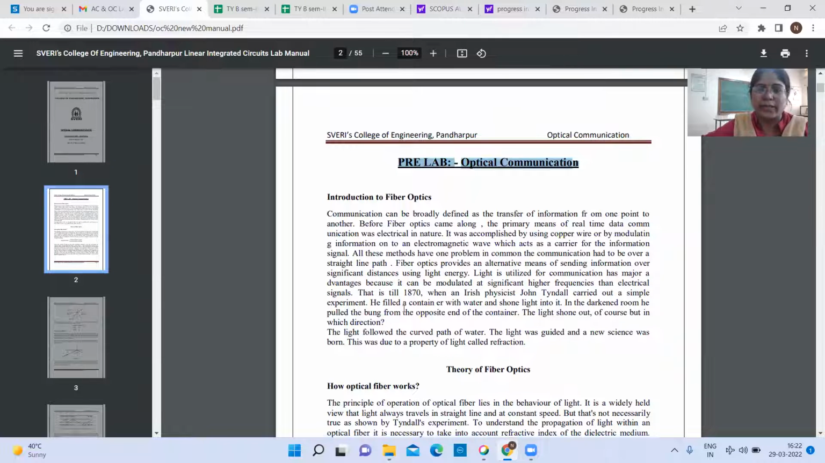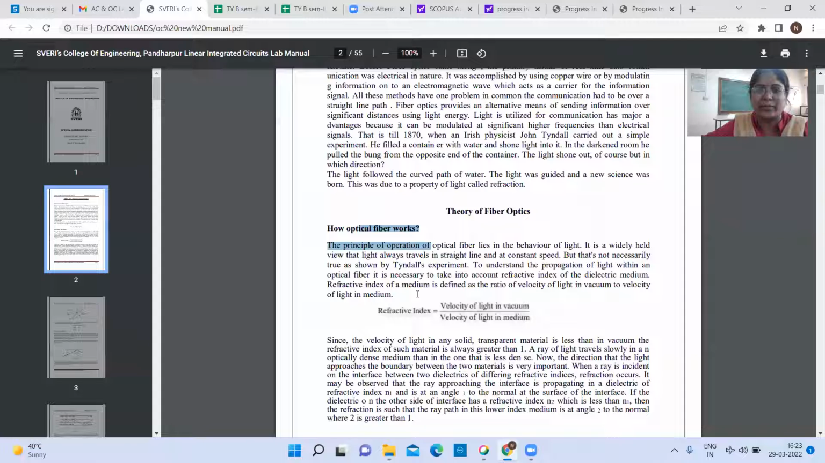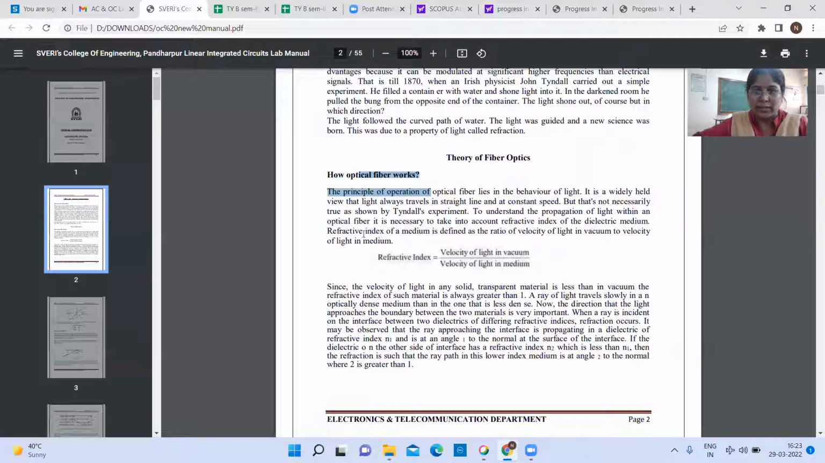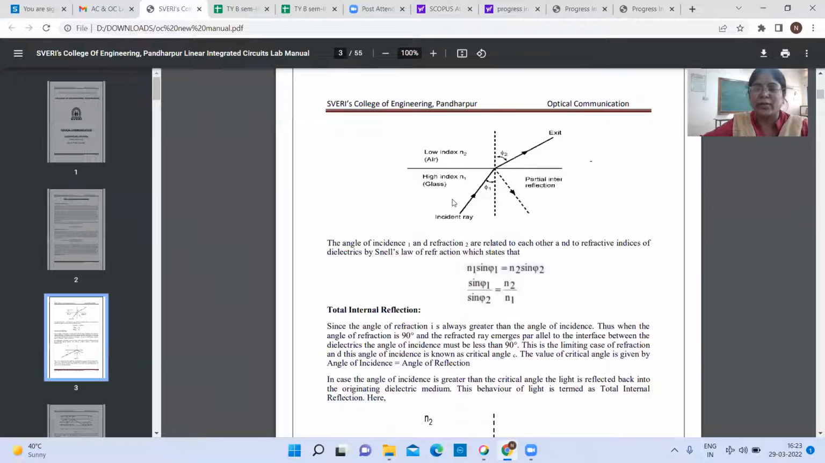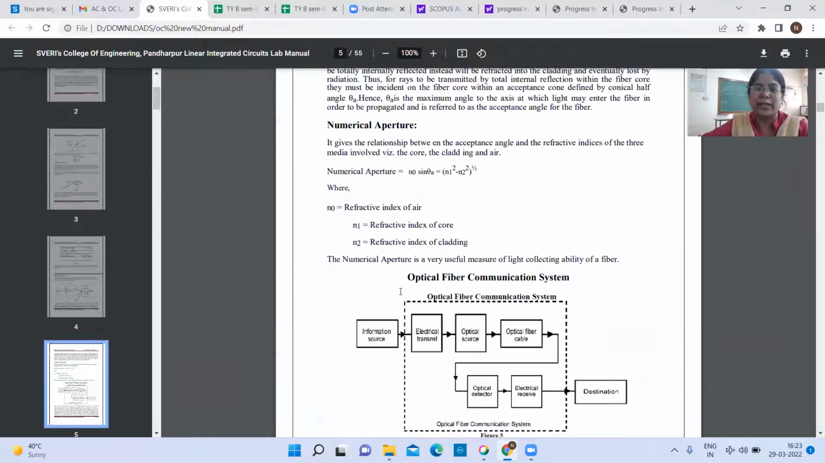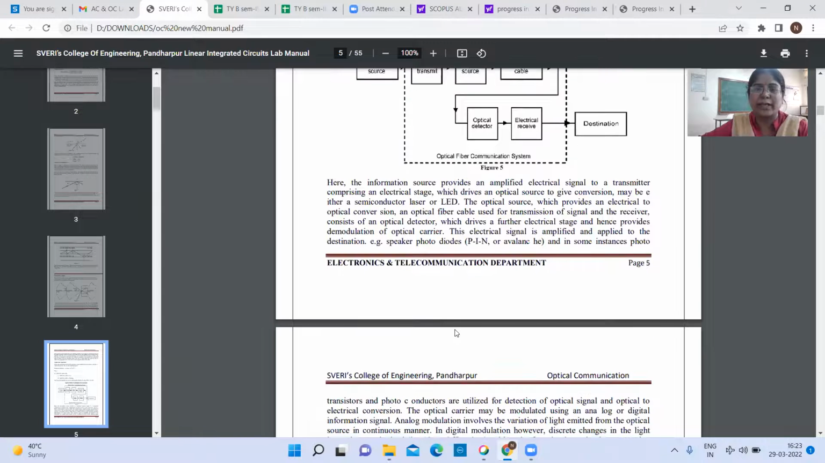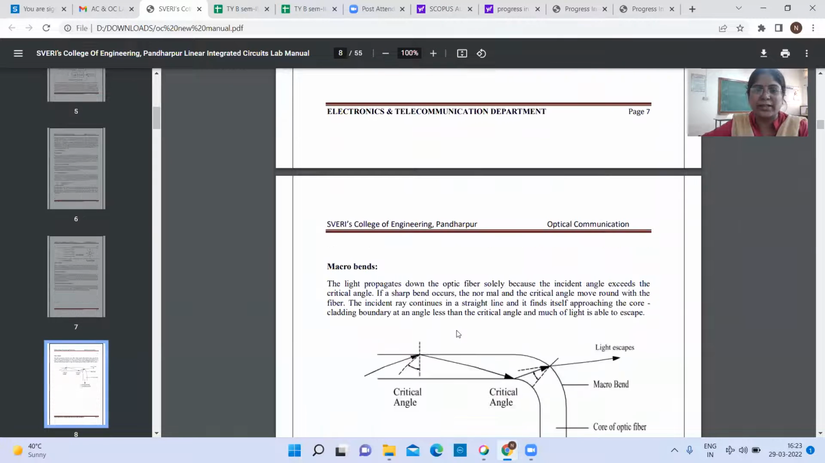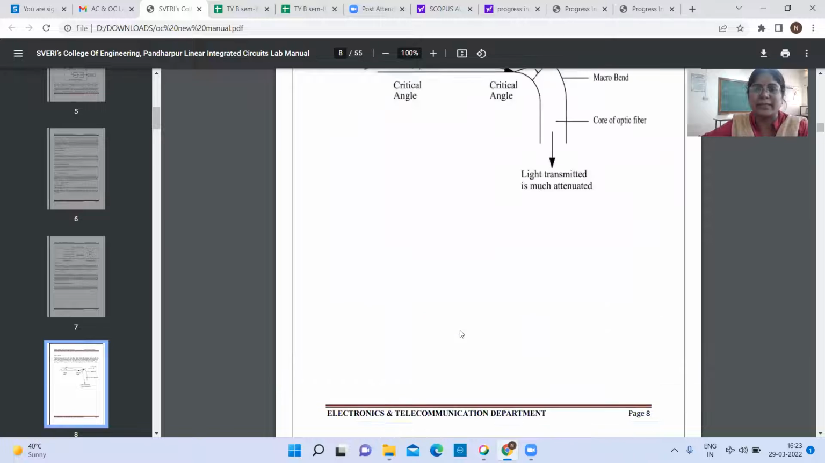In the pre-lab part, there is the theory of optical fiber and how it works, then refractive index, ray theory of light for the basic working principle of optical fiber, and total internal reflection. All these things are in the basic pre-lab part. Then here is the optical fiber communication system, and its block diagram is shown. So all the things are there in this basic part.